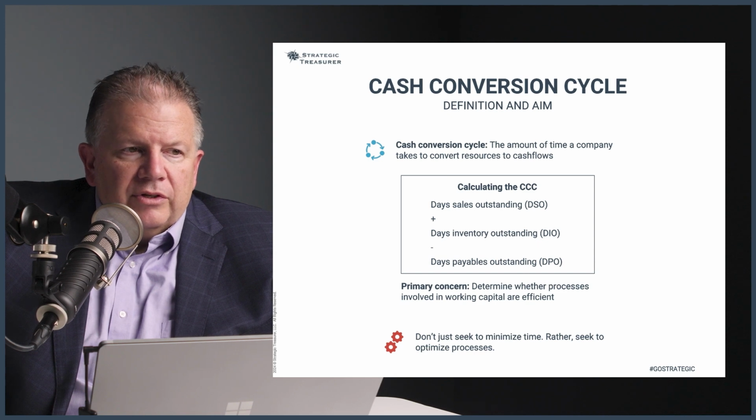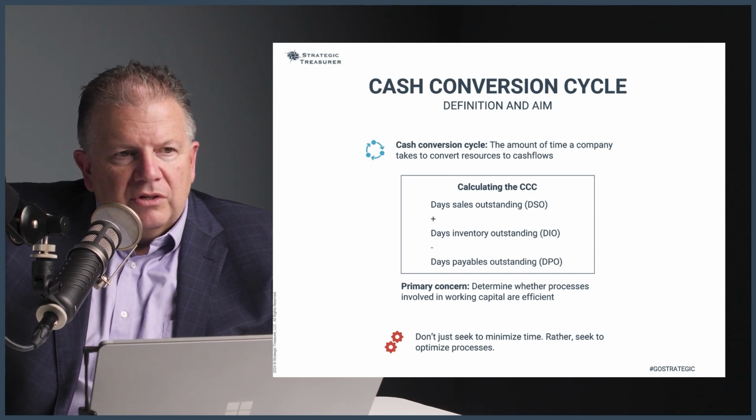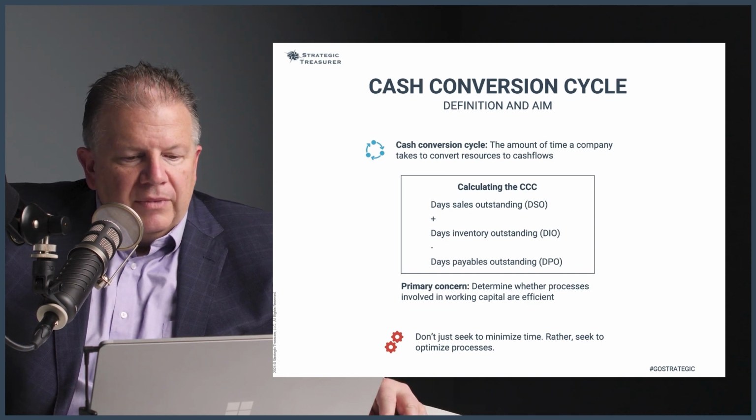So the overall focus here, and you can see the gears at the bottom of the screen, is don't just seek to minimize time in the process, but look to optimize processes while considering the financial implications for that.